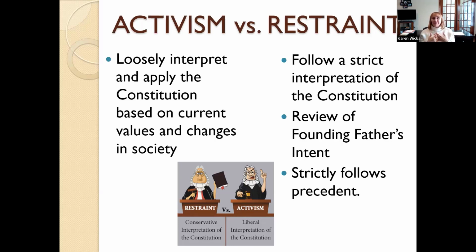So restrainists don't believe in making policy. They don't believe it's the court's place to make laws. They believe that it should be just a strict interpretation of the Constitution. So you just look at the Constitution, you just look at what the founding fathers wanted, and you just follow that. They also tend to be strict followers of precedent. So they don't like to overturn previous decisions. So in the past, restrainists were more conservative Republicans, who really advocated for Supreme Court justices that were more restraintists.